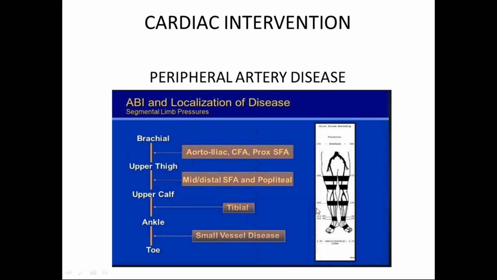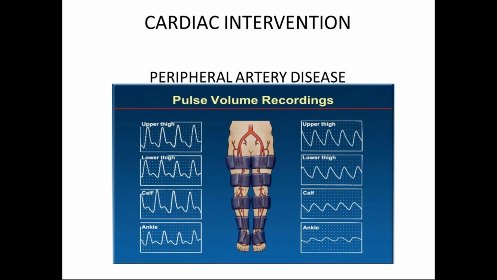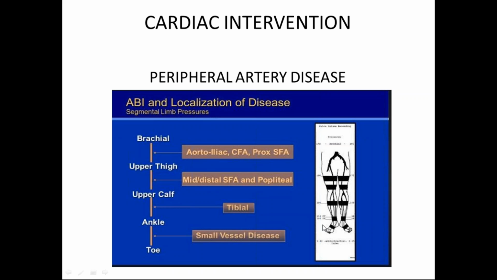Okay, and then if the abnormality is right inside here, so this is normal, this is abnormal, the abnormality is going to be in the tibial blood vessels. So remember, you have three blood vessels there. And then if you're going to do the toe brachial, usually abnormalities are in the small vessels down here. So this just gives you a rough guide. Where you have the abnormality, you can localize the blood vessel involved.